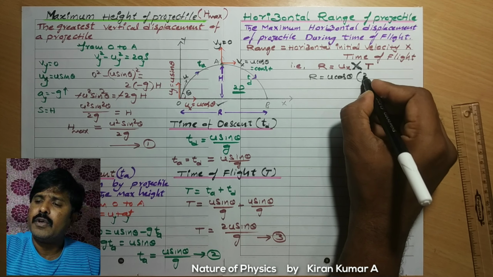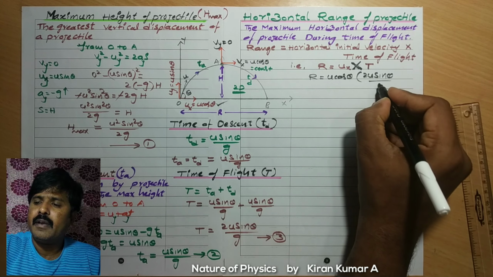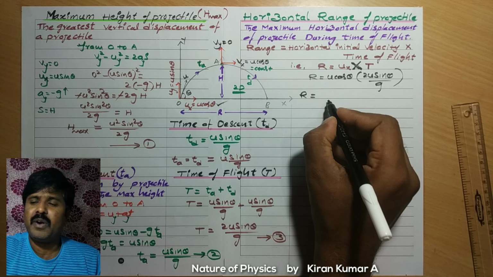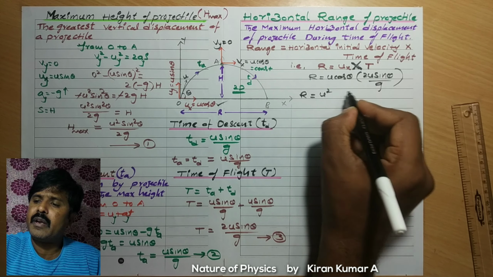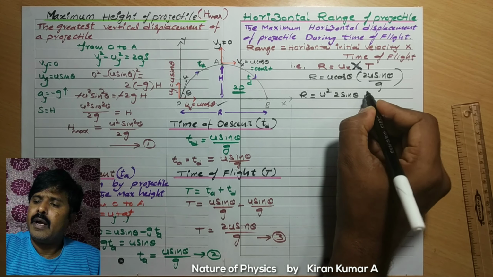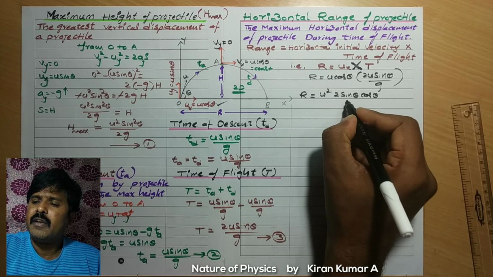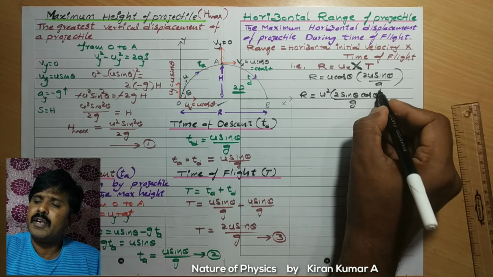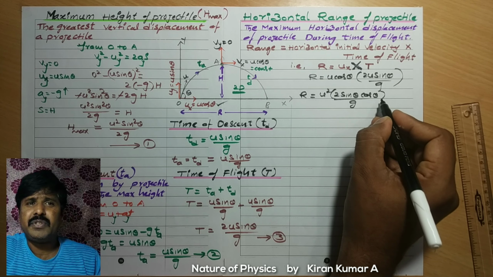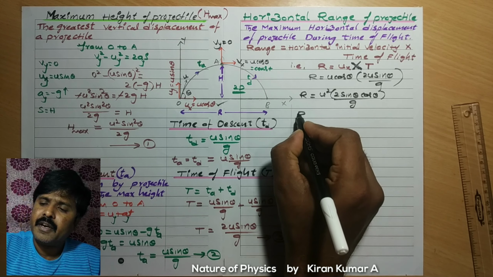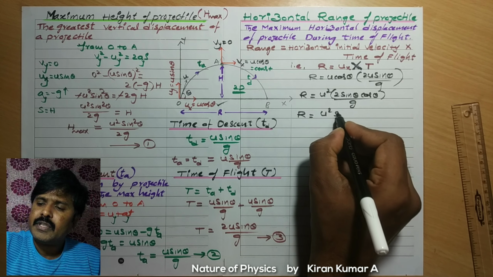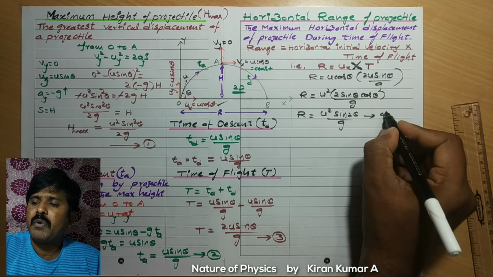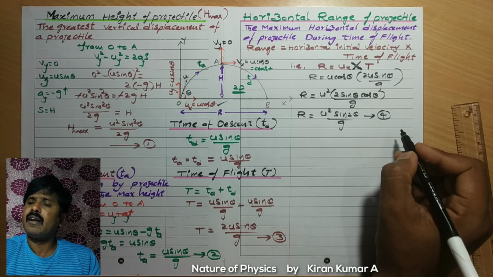2u sin theta divided by g, student. Now rearranging the equation, range R is equal to u into u, which is u square, and 2 sin theta, and next cos theta, divided by the denominator g. So there is a basic formula, student, that 2 sin theta into cos theta is equal to sin 2 theta. So I can write range R is equal to u square sin 2 theta divided by g, student. This is written as equation number 4. Equation 4 represents the horizontal range, student.